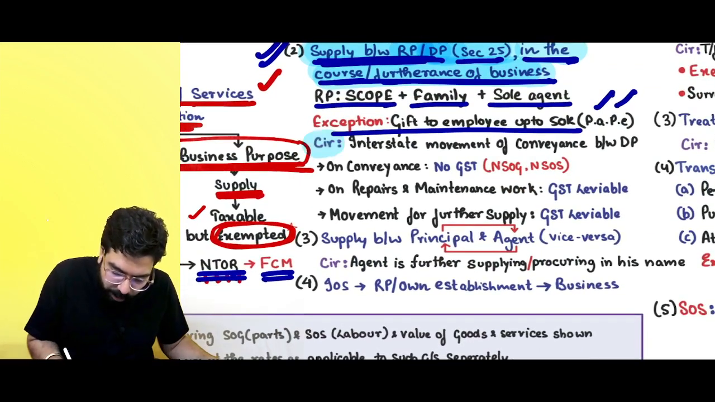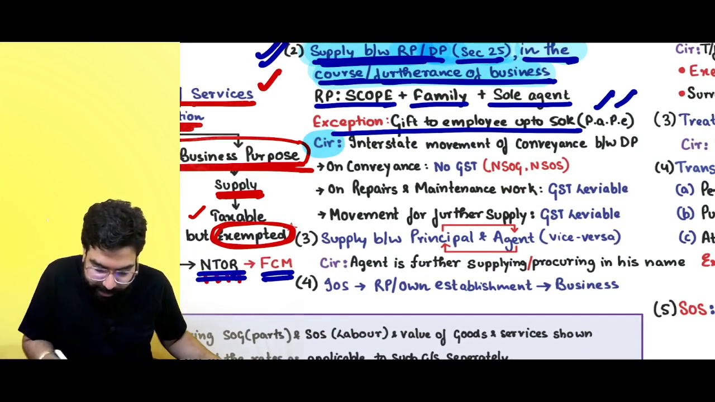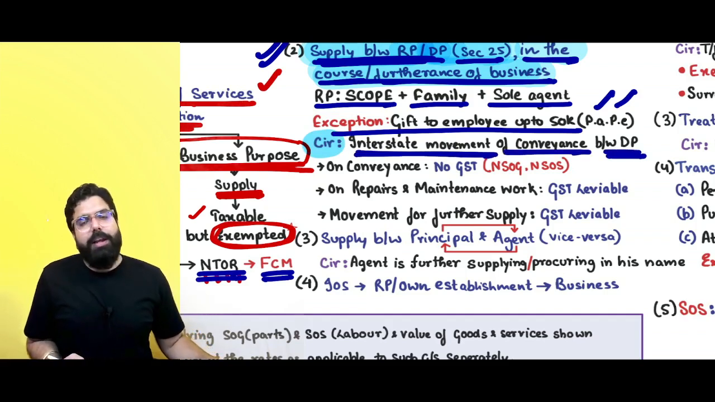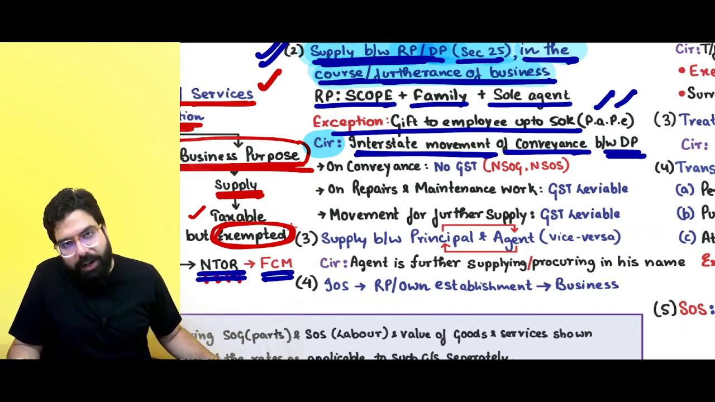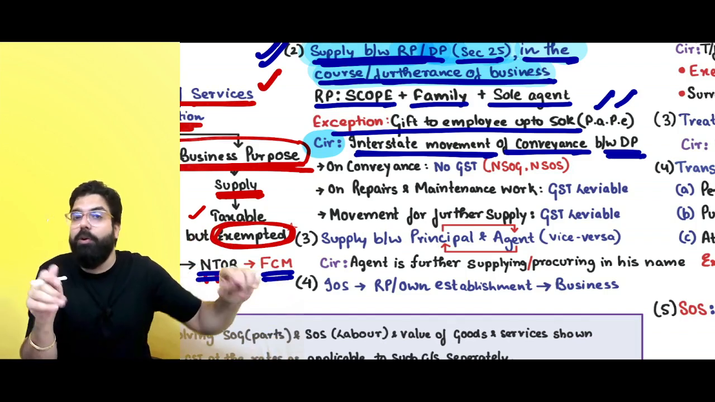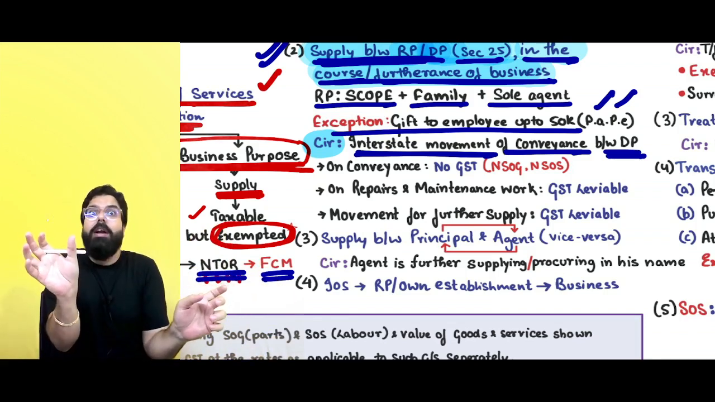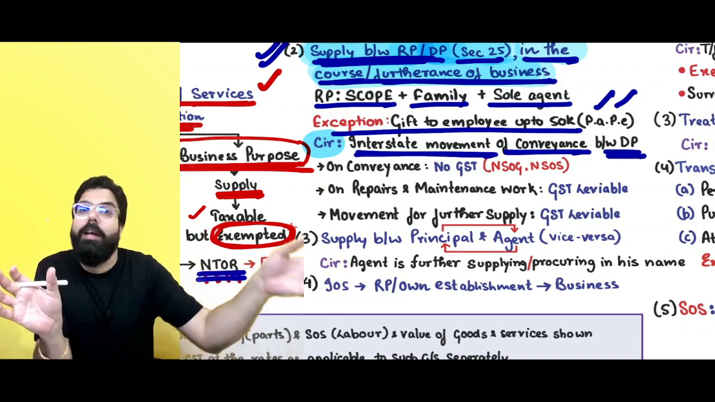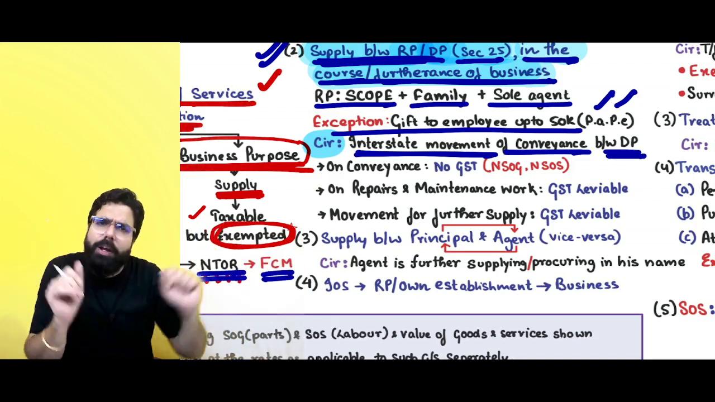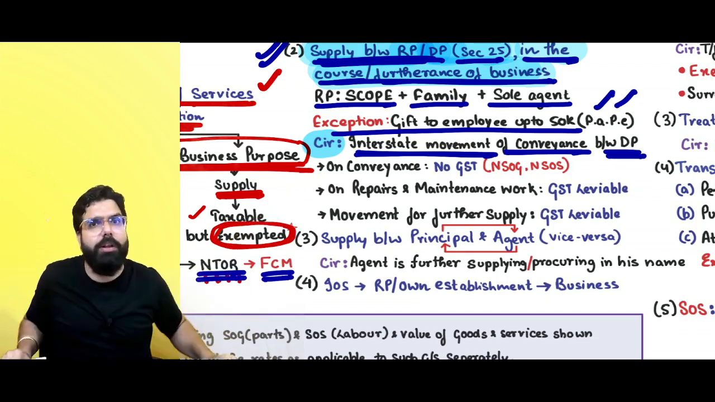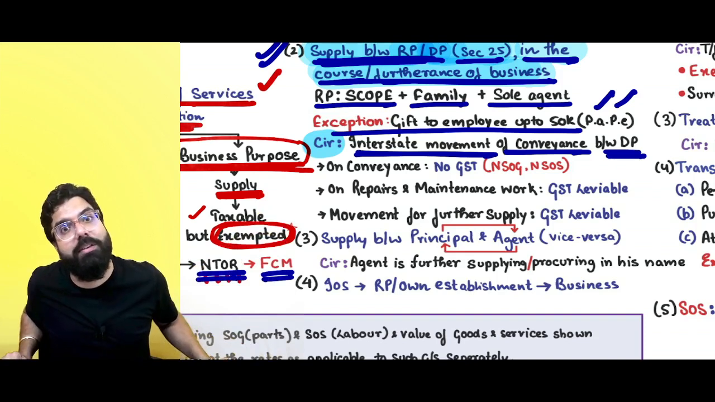Then we have one small circular over here. This goes ahead and says, interstate movement of conveyance between distinct persons. Suppose there is SRS Travels in Karnataka and SRS Travels in Tamil Nadu. A bus is going from SRS Travels Karnataka to SRS Travels Tamil Nadu. So when the bus is going, the bus is supplied. One officer went ahead and told, when a bus is going from one state to another, the bus is also supplied, so I will charge GST on the bus.